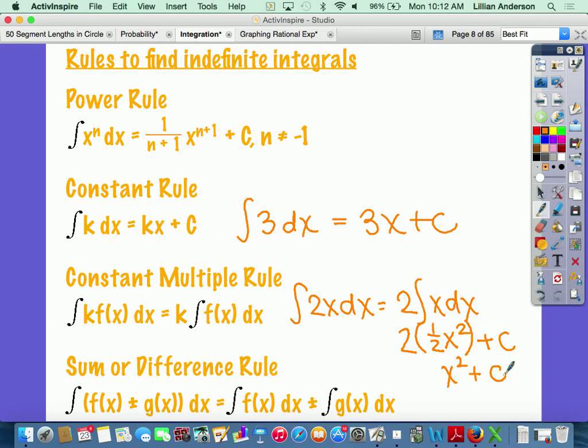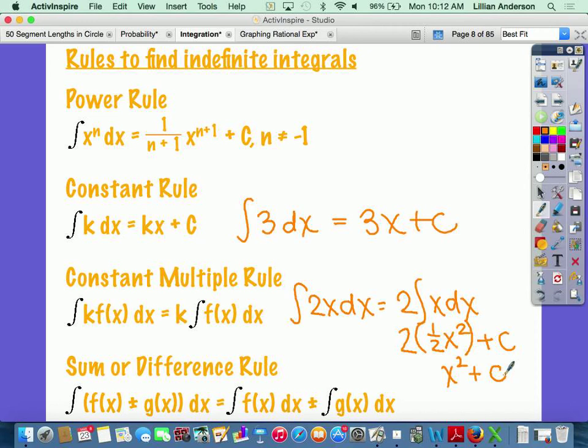Okay, that's how your constant multiple rule works. You just pull it out, take the antiderivative of the rest of it, and then whatever answer you get, you just distribute the 2 over. The constants get multiplied by 2, just the meat. Okay?